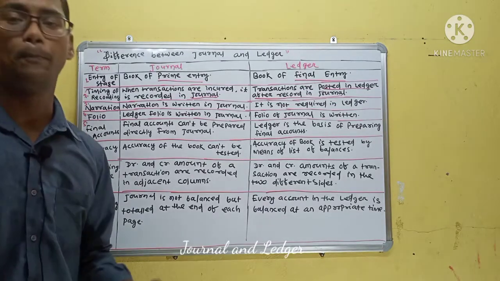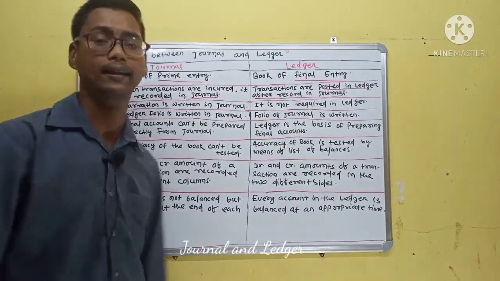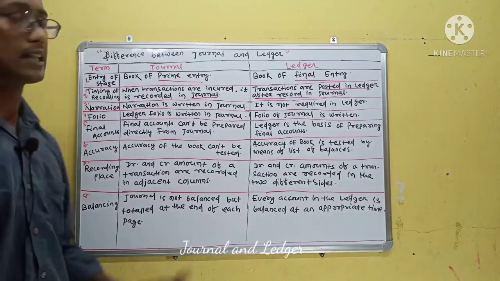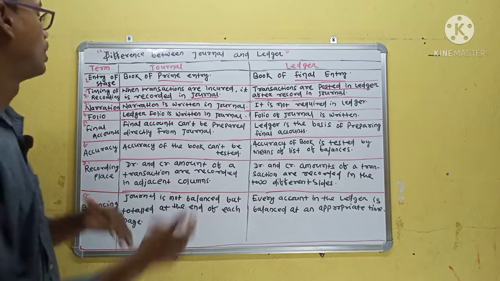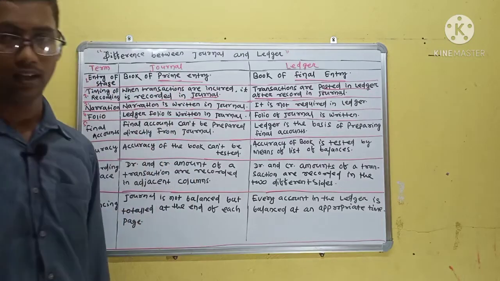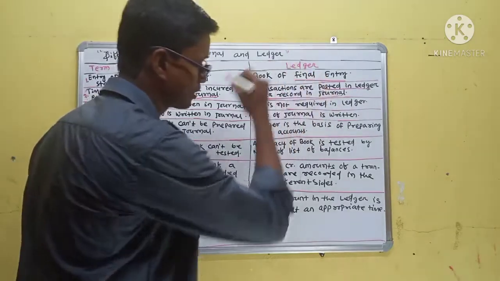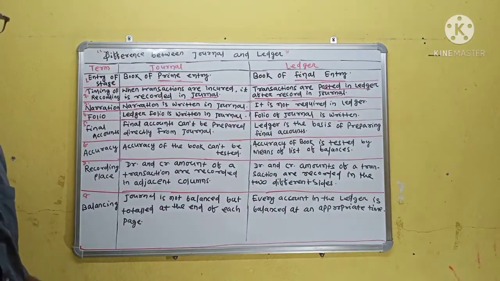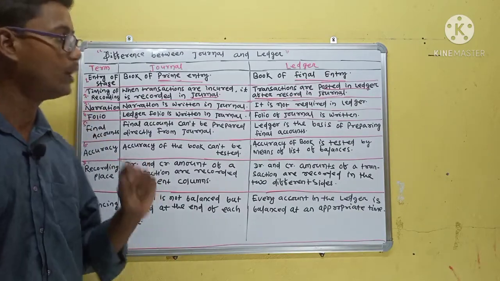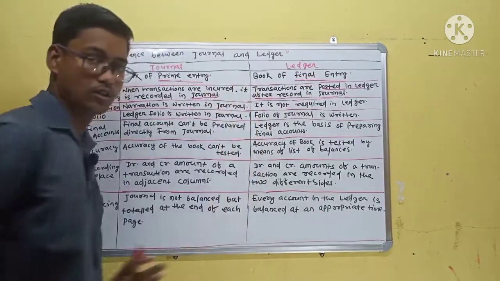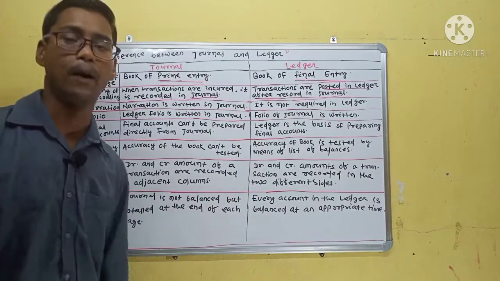Journal is a book of prime entry, whereas ledger is a book of final entry. When any transaction happens, the first entry is made in the journal, so journal is a book of prime entry, and ledger is the last entry of a transaction, so we call it the book of final entry. After the entry of the transaction in the journal, we post it in the ledger. So overall, journal is a book of prime entry and ledger is a book of final entry.